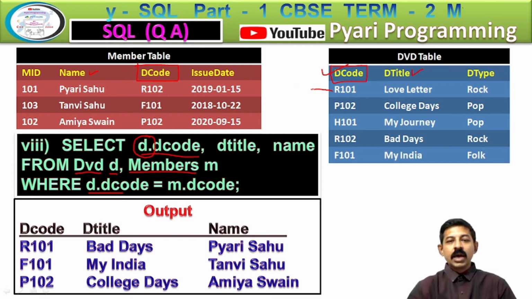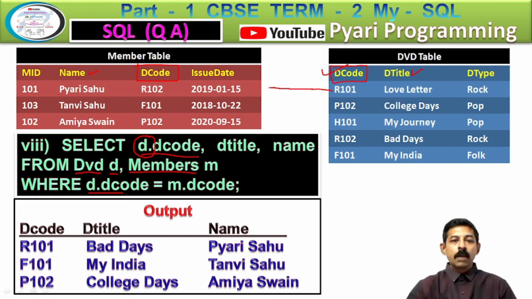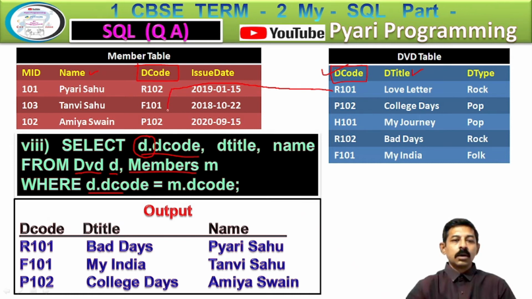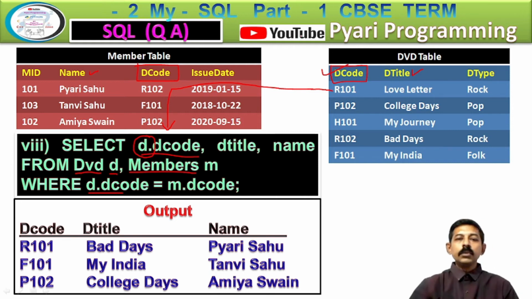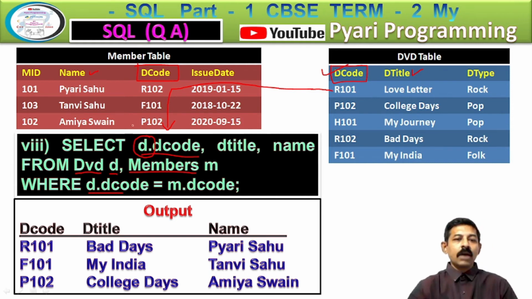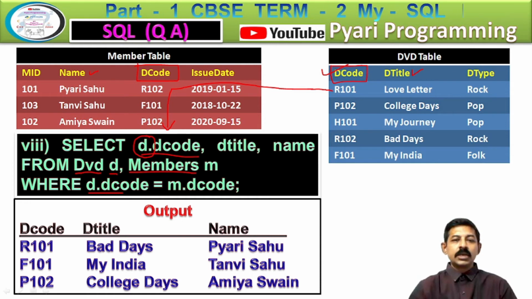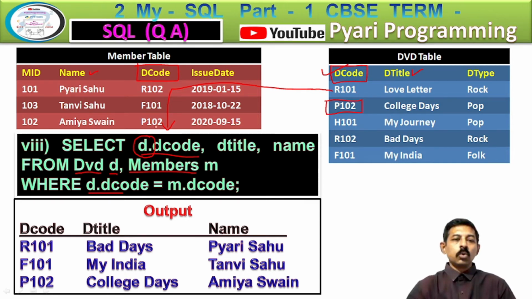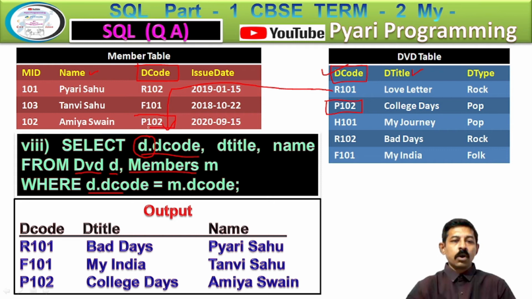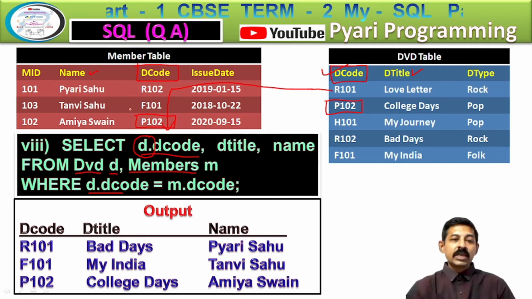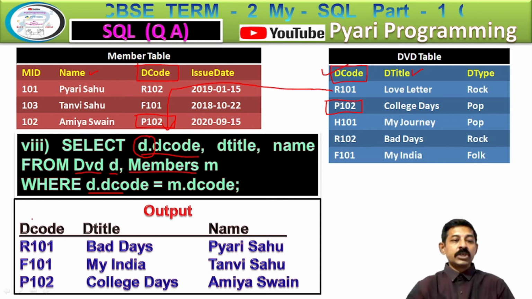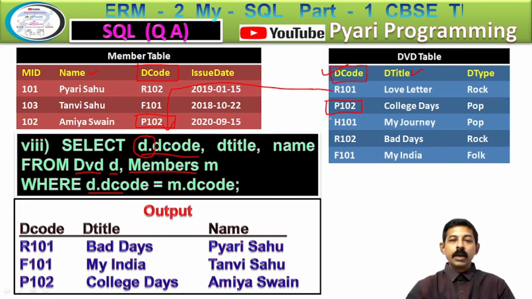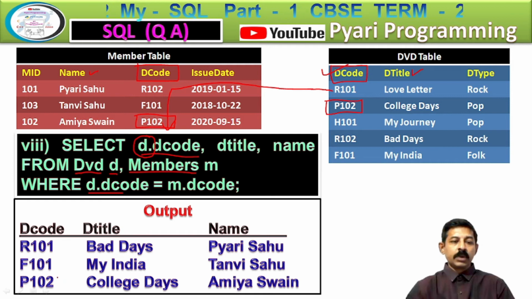So let's see how it works. R101 is compared with all the decode values of your members table. R101 is not available over here. So that's why in my result it is excluded. Next, I will look for P102. So P102, look at this, we have P102, we got a matching. So what I want to extract? I want to extract decode from which table? Your DVD table. So that's why P102 is displayed over here.